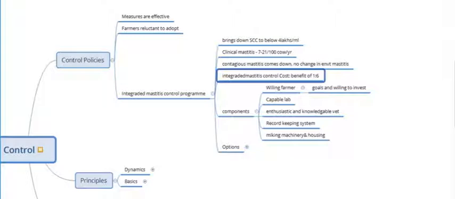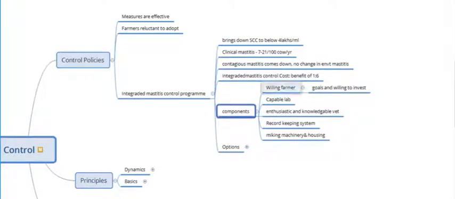The farmer may have to change his routine of operations. He has to do additional training, implement more facilities, and improve the infrastructure of the farm. There is also a degree of reluctance on the farmer's side to adopt these integrated control programs, but these programs have been proven to be effective and profitable, and many countries have been adopting them. So, what are the components of an integrated mastitis control program?